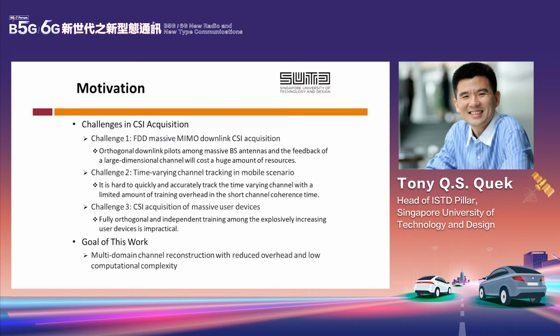Now, if we look at an example of FDD massive MIMO downlink, the challenge is to acquire the channel state information. In practice, you send orthogonal downlink pilots, and if you have a huge number of massive base station antennas, then you need feedback to get the actual channel matrix, which costs a huge amount of resources. If you have a time-varying channel, you need to track the channel. You need to track it quickly and accurately, and that requires a huge amount of training overhead over a short coherence time, the period of time where the channel remains constant.